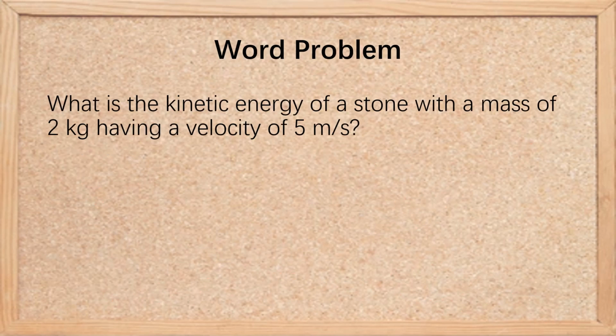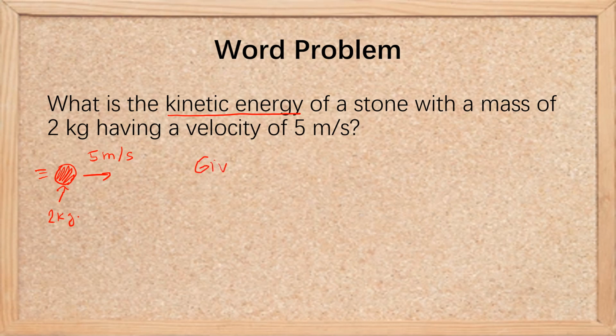Now let's have this word problem about kinetic energy. What is the kinetic energy of a stone with a mass of 2 kilograms having a velocity of 5 meters per second? For example, this is the stone, and the stone is moving this way at a velocity of 5 meters per second, and the weight of the stone is 2 kilograms. We are asked about the kinetic energy.